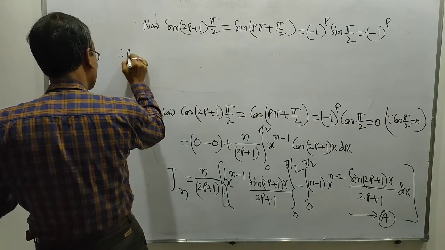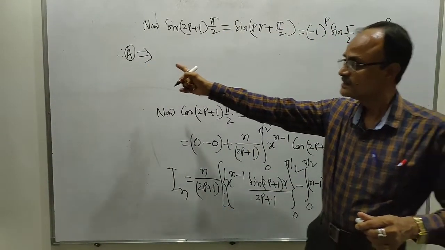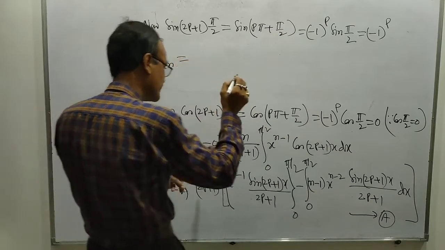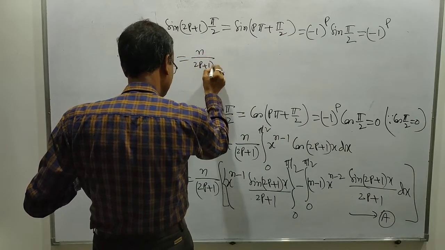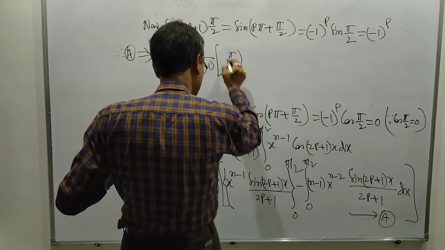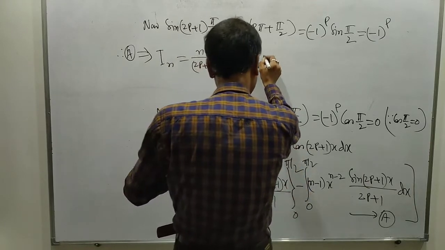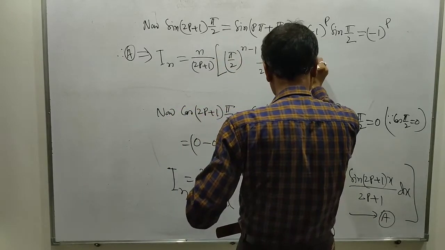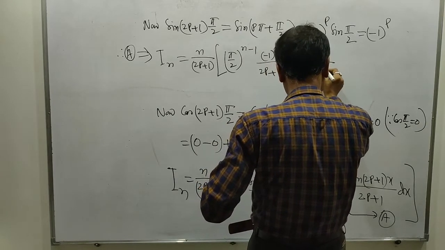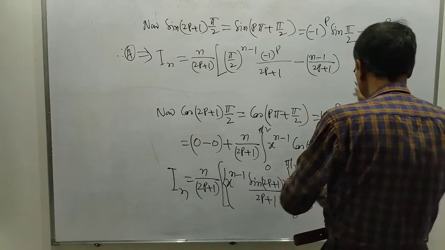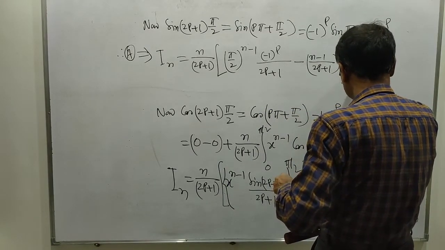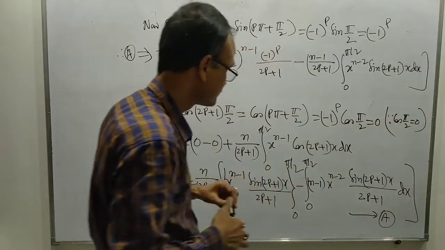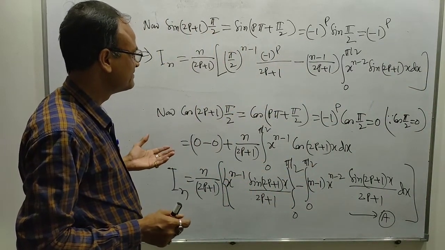Therefore, from A you will get, simply you may write A implies, this stands for, from the equation A we get I n equal to n divided by twice p plus 1, pi by 2 whole to the power n minus 1, minus 1 whole to the power p divided by twice p plus 1, minus n minus 1 divided by twice p plus 1, integral 0 to pi by 2 x to the power n minus 2 sin twice p plus 1x dx. It will be like this.